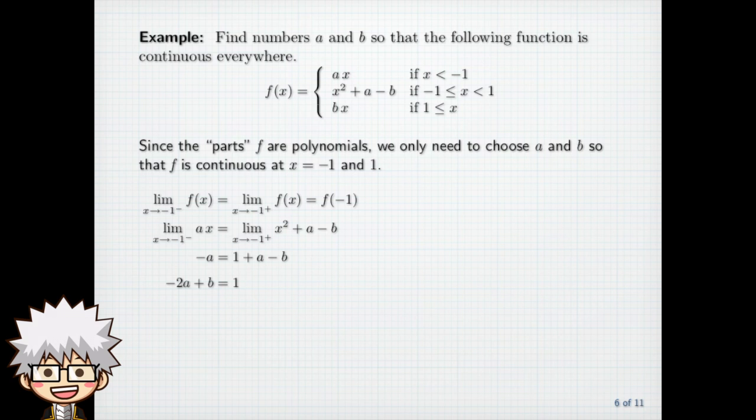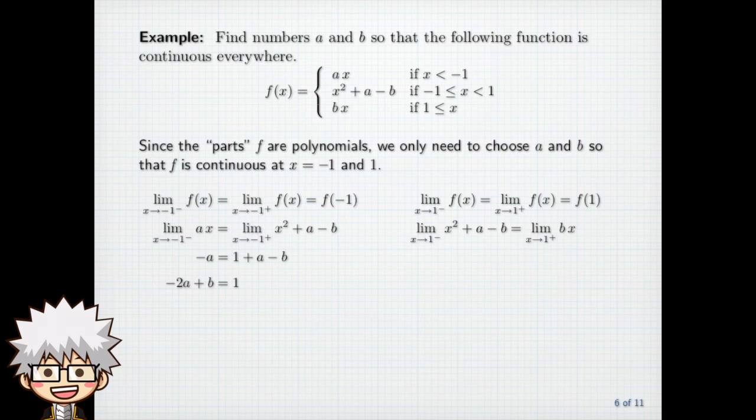Now let's look at x equal to 1. We want the left-sided limit as x approaches 1 to equal the right-sided limit as x approaches 1, and we want each of those limits to equal f of 1. F of 1 is equal to b, and that equals the limit as x approaches 1 from the right of b times x. So now we only need for the left-sided limit as x approaches 1 to equal b.